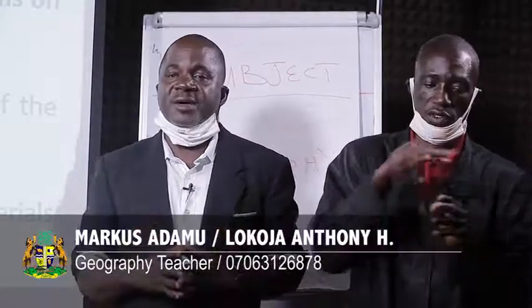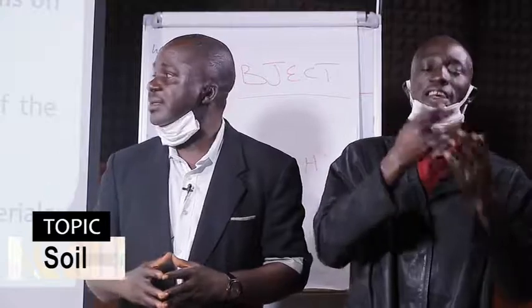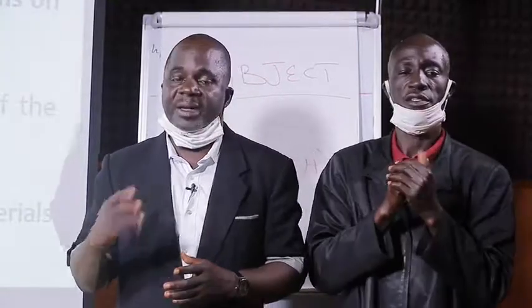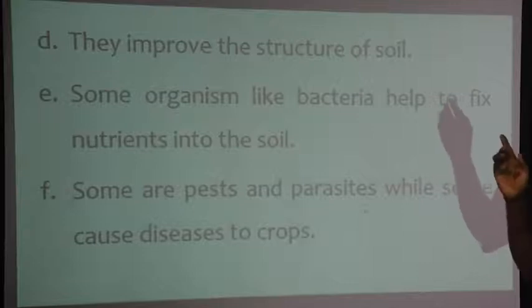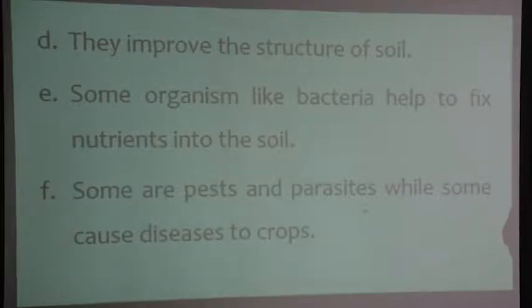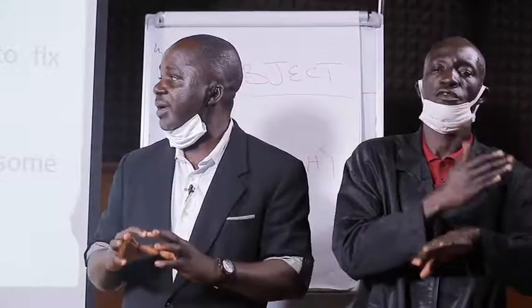What then are the importance or effects of living organisms on agriculture? A, they help to improve the aeration of the soil itself. 2, they help to decompose organic materials in the soil to form what we call humus. D, they improve the structure of soil.